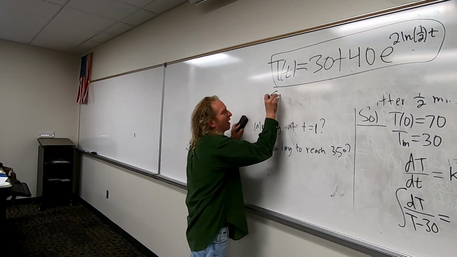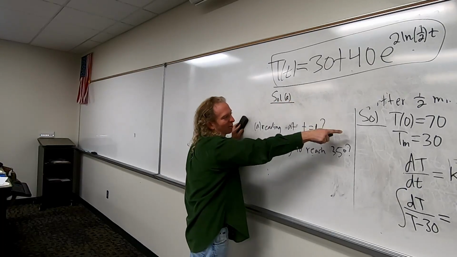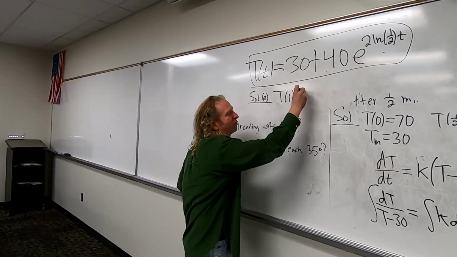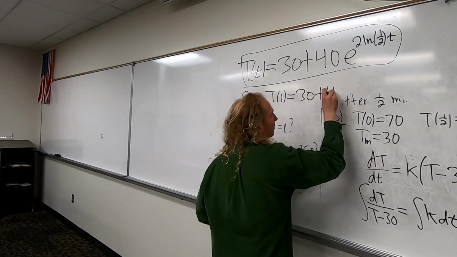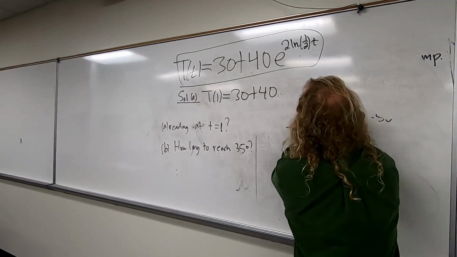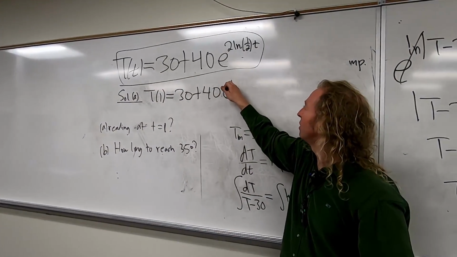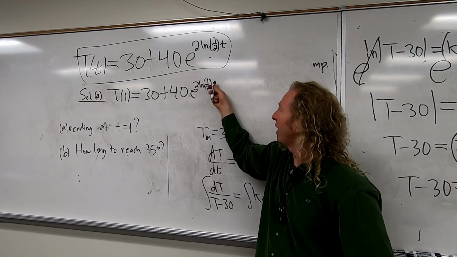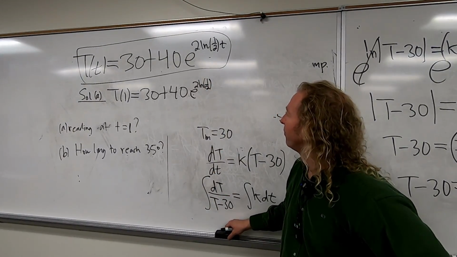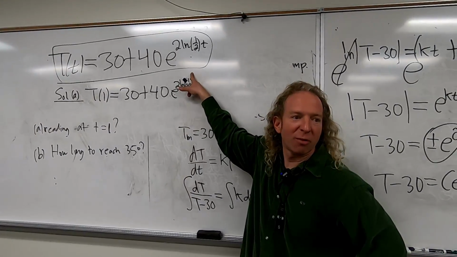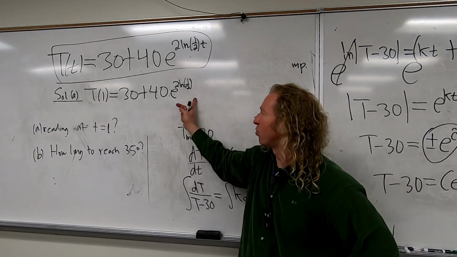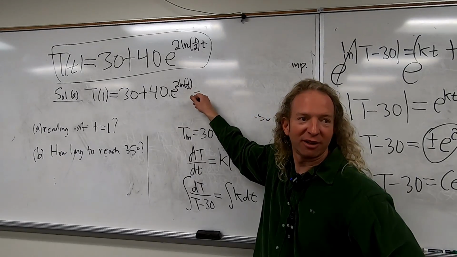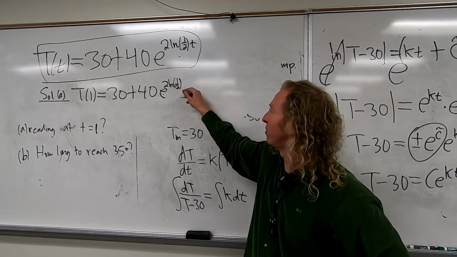So the solution to A, even though I already wrote solution, is T of 1 equals 30 plus 40 e to the 2 ln 1/2. You could probably do it without a calculator. You could bring the 2 up, and you get ln 1/4. That becomes 1/4. Do you want to try to do it without a calculator, or let's live large?